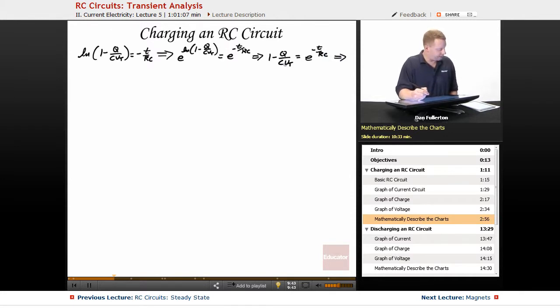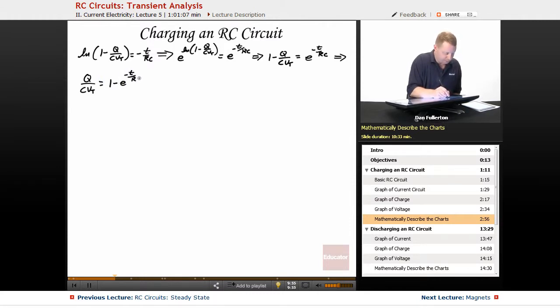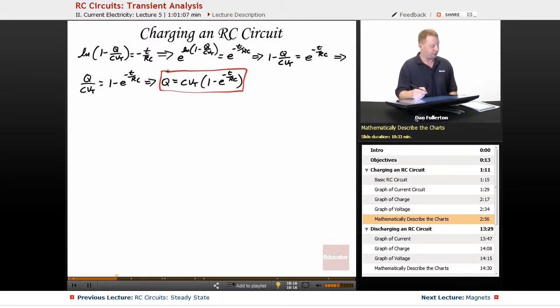All right, well, let's see if we can't get rid of that 1 on that side and do a little bit of rearrangement to say that q over CVT equals 1 minus e to the minus t over RC. Which implies then that, getting just Q by itself, Q as a function of time, is equal to CVT times the quantity 1 minus e to the minus t over RC. We were able to solve for the charge on the capacitor as a function of time.